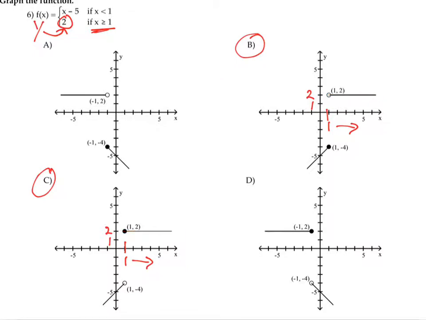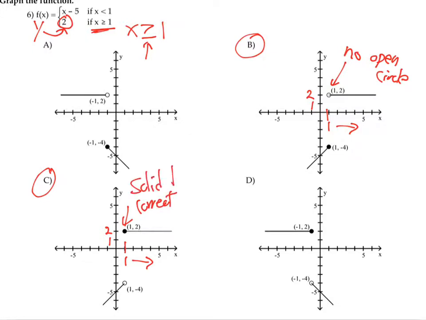What's wrong with one of them? The dots. Yeah, what's the problem? Which one's bad? The B. B is bad. B for bad. No open circle. Why not? Because it said greater than or equal to 1. Remember, equals means you're right on it. You're equal to 1. You're right there. You're a solid dot. This is correct. Solid dot because we're greater than or equal to 1.